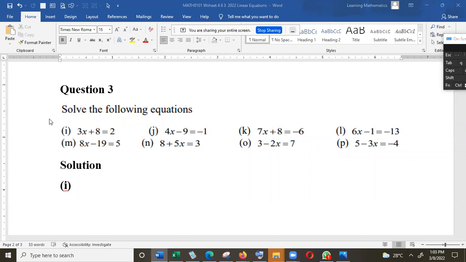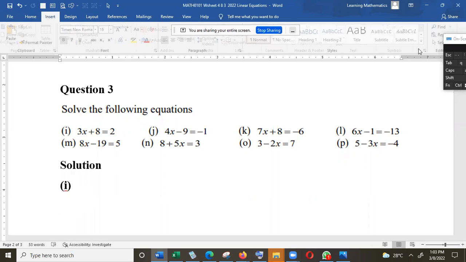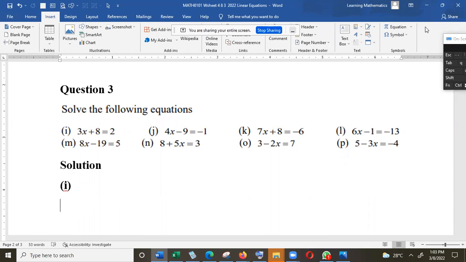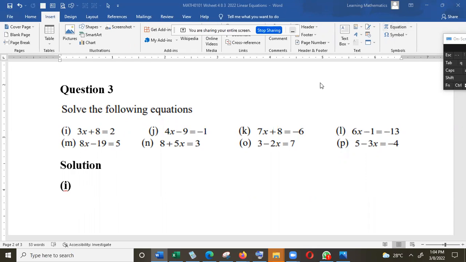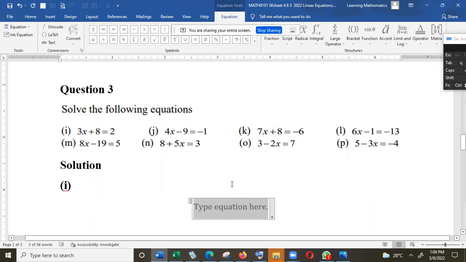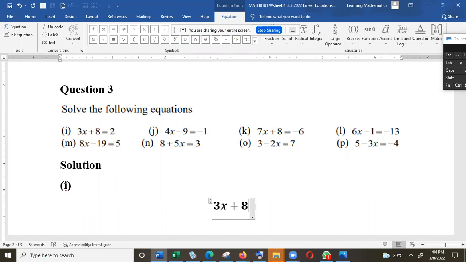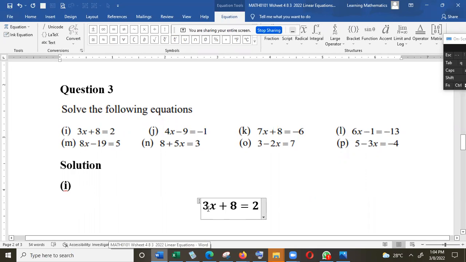For question number 3, solve the following equation. So we have 3x plus 8 is equal to 2. So let's write this down. Three x plus 8 is equal to 2. Now we have to cancel out two numbers here to solve for x.